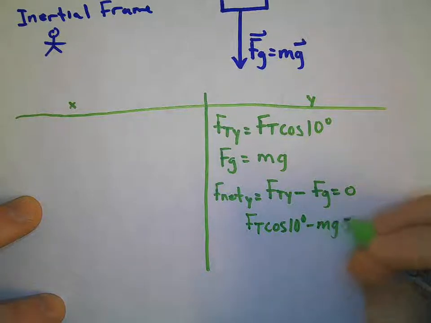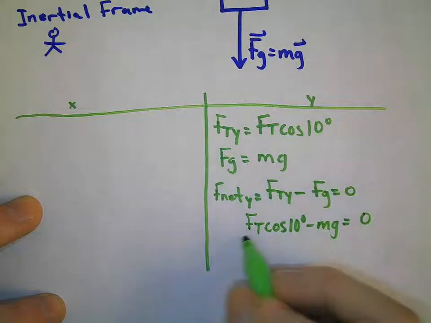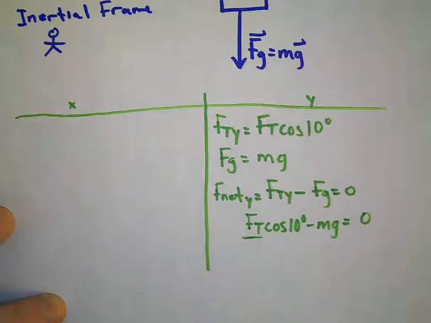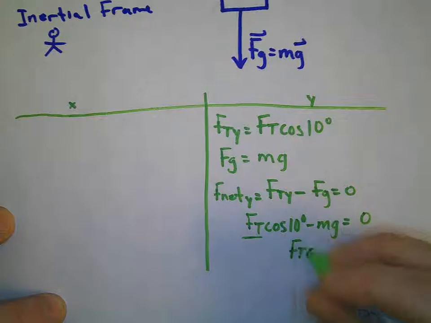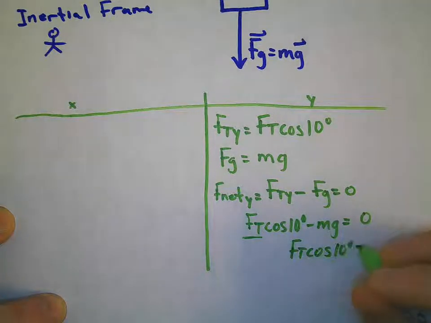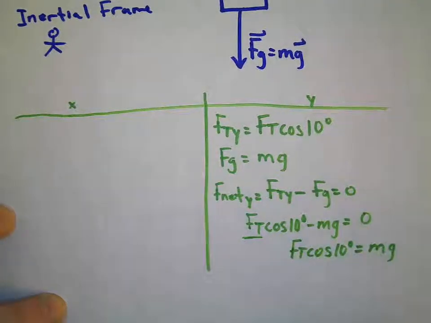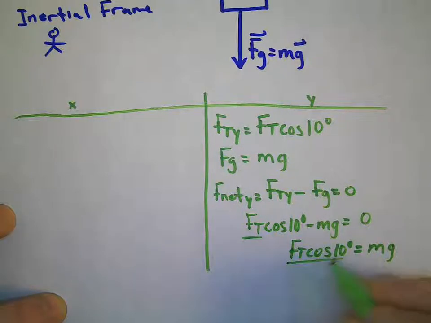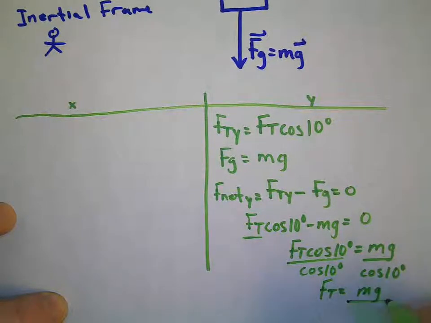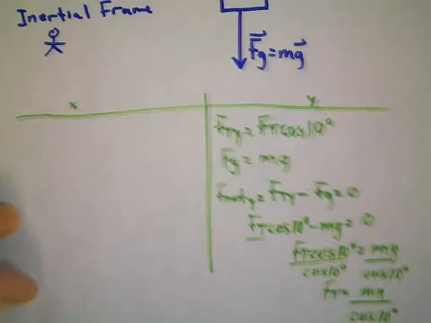Let's solve for the tension force because that will help us combine both the y and the x direction. Ft cos 10 degrees is mg. I can solve for Ft by dividing by cos 10 degrees. That has given me an equation for Ft.